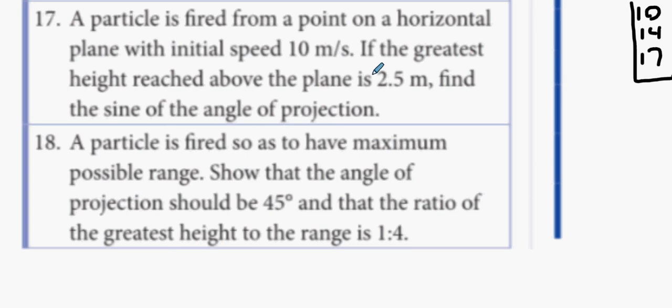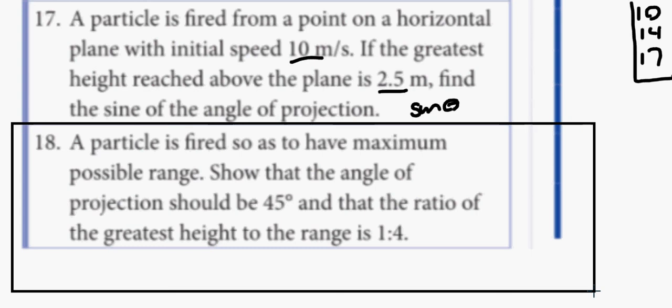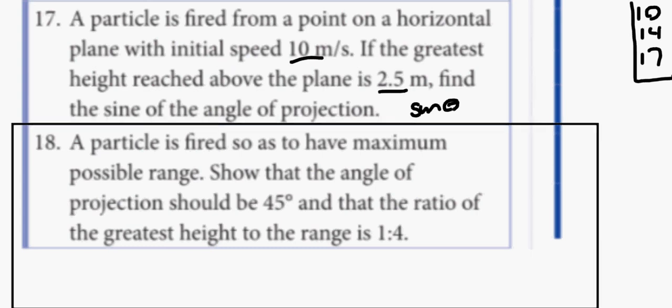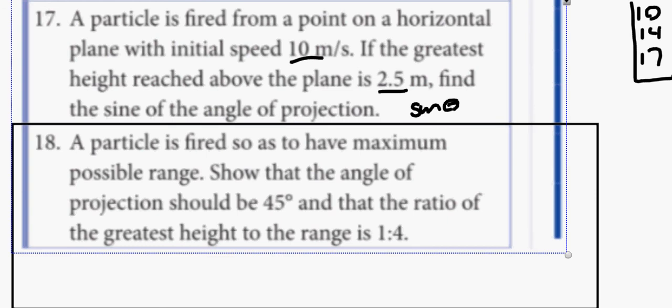17. Okay. A particle is fired from a point on a horizontal plane with initial speed 10 meters per second. If the greatest height reached above the plane is 2.5 meters, find the sine of the angle of projection. Not the worst. I just want you to find sine theta on its own. So we'll see how that goes in a second. Yeah, you need to set up your formula, so that's the first thing you're going to have to do.